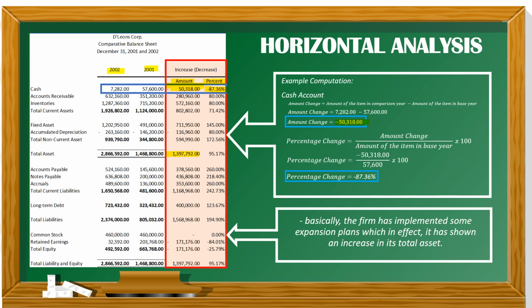Here, you can see that there is a significant increase in its total assets, considering that it is up by 95.17% for 2002. And it complements with the increase in its total liabilities, which happens to be 194,000.90%. So it means that the company or the firm has done a lot of financing activities for year 2002.